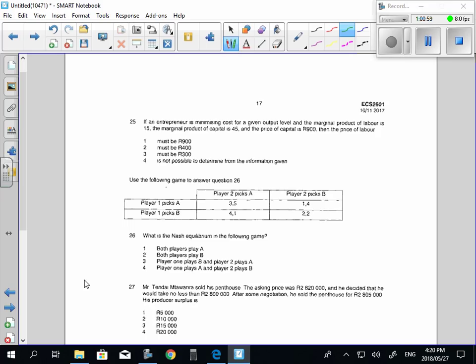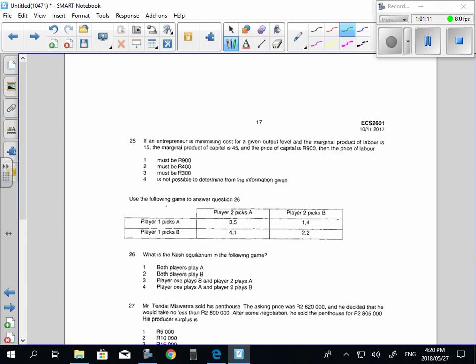If an entrepreneur is minimizing the cost for a given output level and the marginal product of labor is 15, the marginal product of capital is 45, and the price of capital is 900, what is the price of labor? If you're minimizing the cost of production, it means that you've equated the marginal productivity of labor over the price of labor to the marginal productivity of capital over the price of capital. Because if any one of these were greater than the other, you would spend more money on that input.